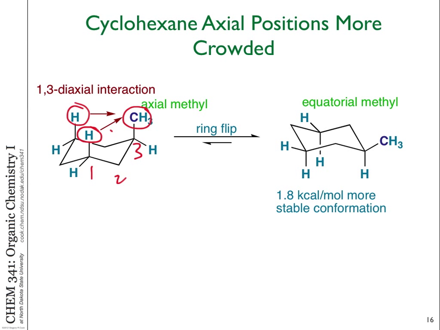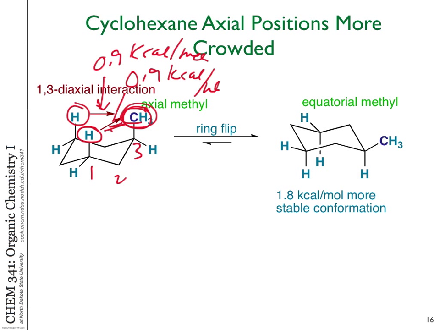A 1,3 diaxial interaction between a hydrogen and methyl, each one of those would be about 0.9 kilocalories per mole, adding to the steric strain. And we get that because we know that if we take that methyl group out of that position, it's lower in energy by 1.8, or the addition of those 2 diaxial interactions. So on any side of the ring, you also always have 3 axial positions, and so you always have this kind of situation where these can bump into each other.